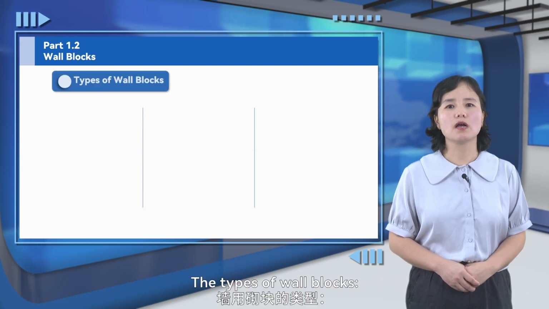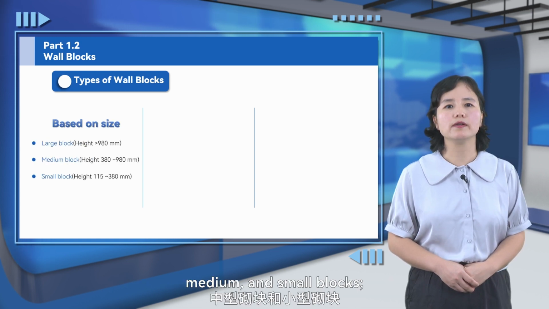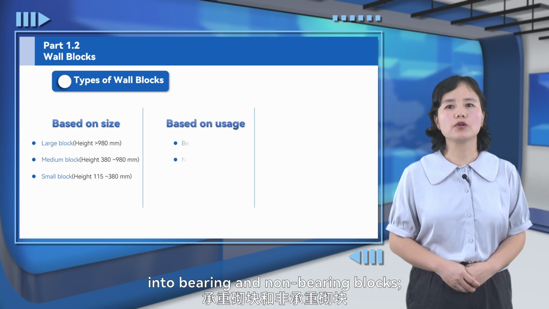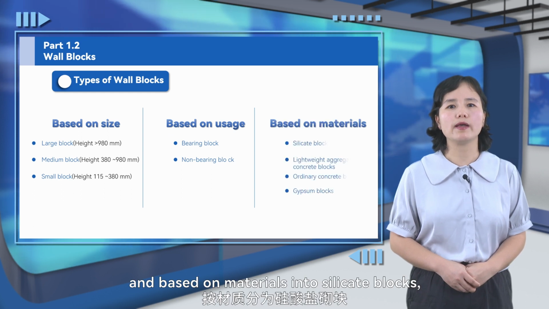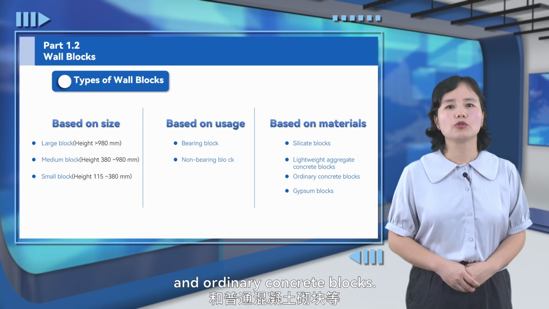The types of wall blocks: they are categorized based on size into large, medium, and small blocks, based on usage into bearing and non-bearing blocks, and based on materials into silicate blocks, lightweight aggregate concrete blocks, and ordinary concrete blocks.